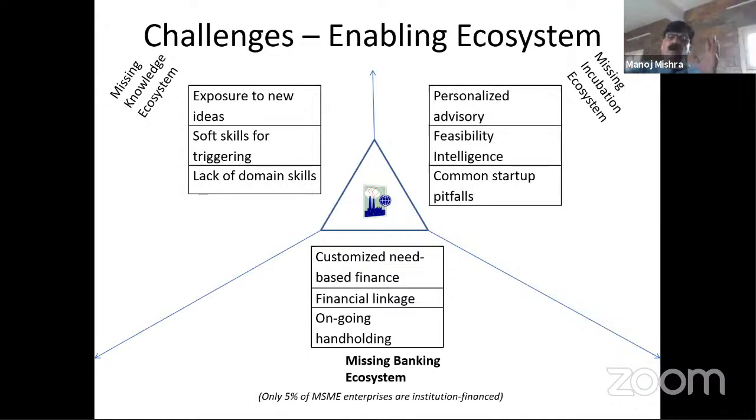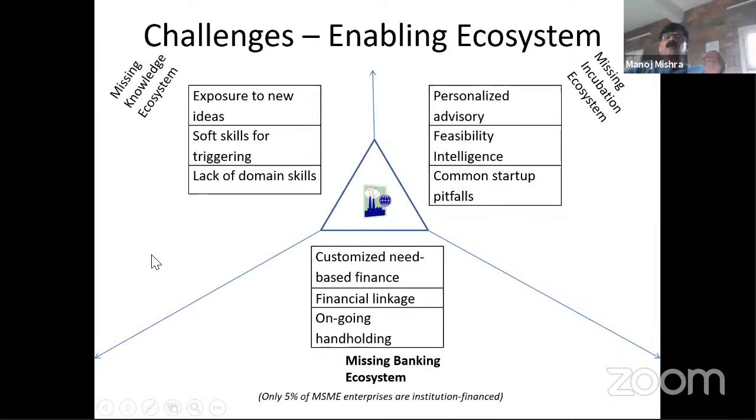So these are the three sets of ecosystems: knowledge, incubation, and the missing banking ecosystem, which is very, very critical as far as the agri-enterprise ecosystem is concerned. This may not be true for classical enterprises, because there are various instruments and ways and means by which people have come up with a lot of innovative mechanisms. And there are lobbying bodies, as I have mentioned, like CII and ASSOCHAM, who are facilitating all this. But our agri-enterprise ecosystem is not able to get those kinds of facilitation. The moment we talk about dependence on particular pockets, productivity, and seasonality, the confidence level of our bankers decreases a lot. And that is the reason why I'm talking about customized, need-based finance.